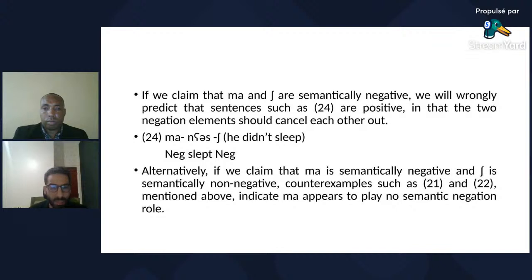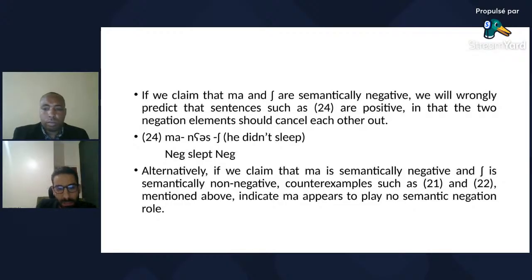If we claim that me and sh are semantically negative, we will wrongly predict that sentences such as 24 are positive, like menesh. If we claim that me is negative and sh is negative, they must cancel each other out. It's like saying nes. If they are both negative, the meaning is the opposite, in that the two negative elements should cancel each other out. So something is wrong. A semantic problem needs to be clarified or reanalyzed.